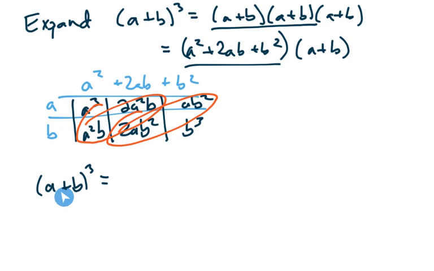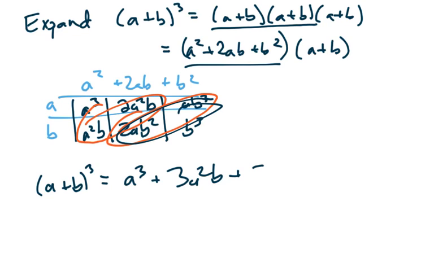So this product is going to be 1a cubed plus a total of 3a squared b plus a total of these guys also, 2 bananas plus 1 banana, 3ab squared plus 1b cubed. So the coefficients are 1, 3, 3, and 1.